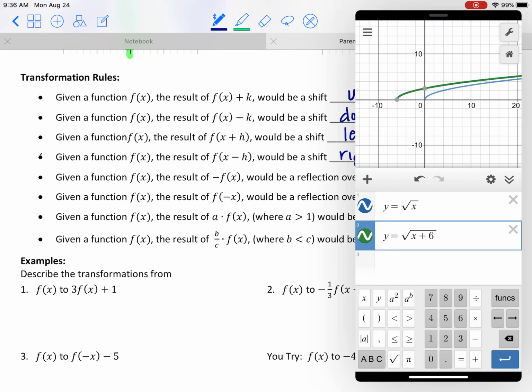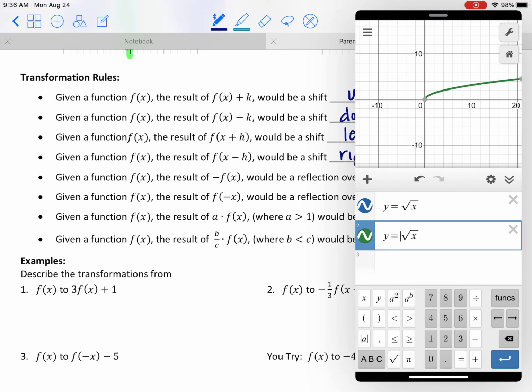If we add to x and subtract from x, add to x makes the graph go left, and subtract from x makes the graph go to the right. Okay? Next one's saying take your function and multiply it by a negative. So let me get rid of this. If I take my function and multiply it by a negative, what happens? Well, the graph is upside down. We say that is a reflection over the x-axis. It's making a mirror image over the x-axis.